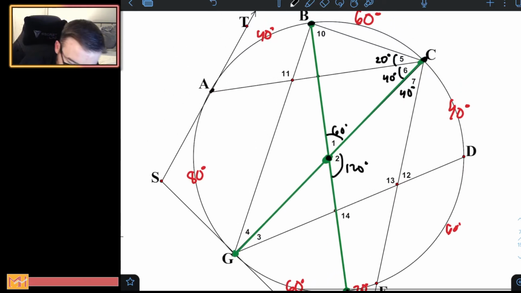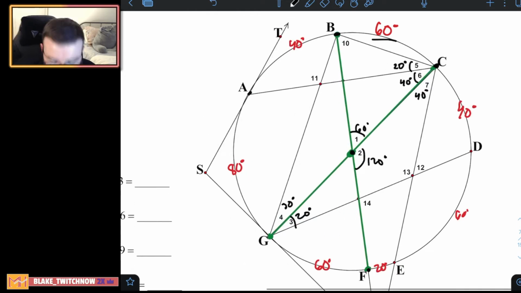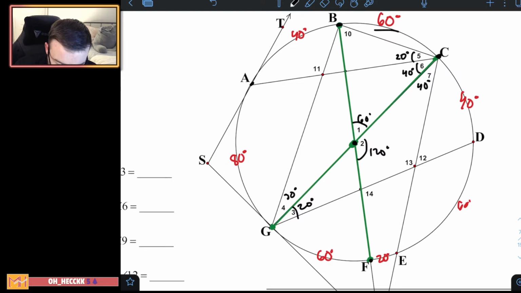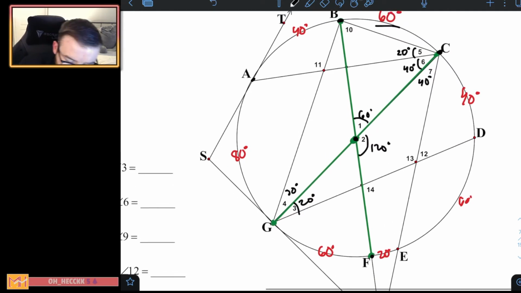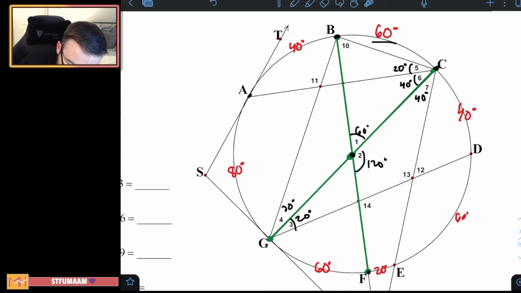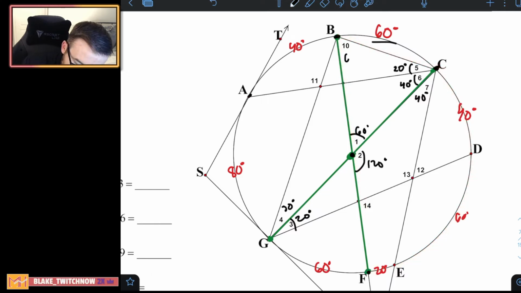Speeding up a little bit more, angle 3, half of 40 is 20, and angle 4, half of 60 is 30. There's all the inscribed angles. Inscribed because they're on the edge. Oh, no, never mind. Angle 10. Angle 10, 20, 60, and 40. That's 120. So half of that is 60. Okay, now we're done.